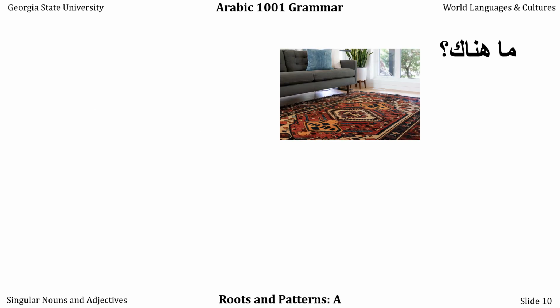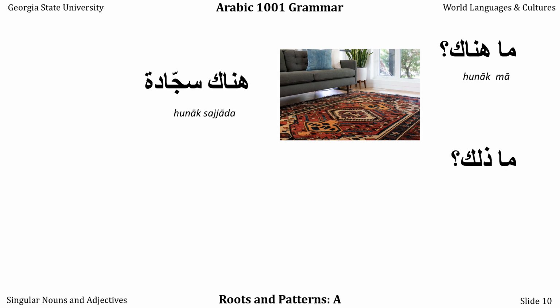In fact, let's end this lesson by learning a new root. We can ask, ma hunaka, what's there? And our answer is, hunaka sajjada. That thing on the floor is a rug, a sajjada. What is its root? Well, we know alif isn't a root letter, and ta marbuta is just a grammatical marker, so we're left with sin, jim, dal. And here's another word with the same root, ma dhalik.